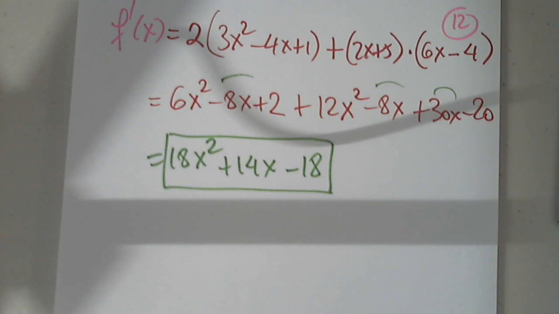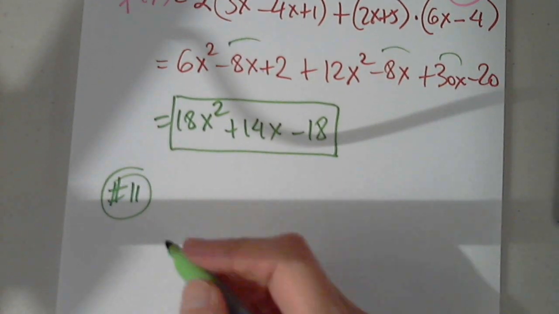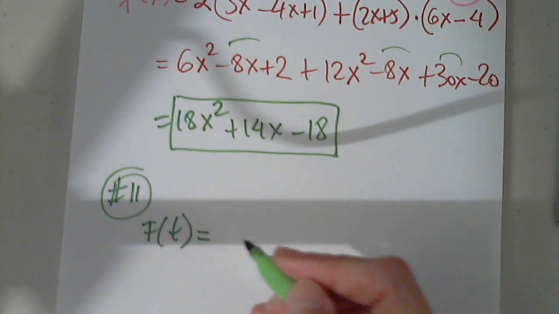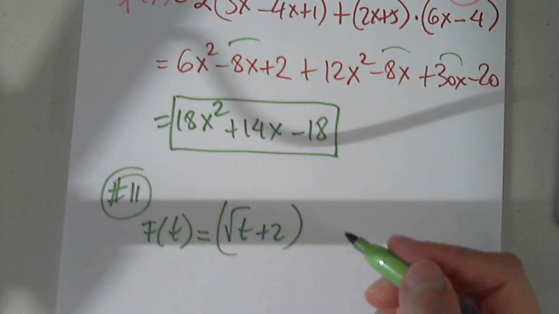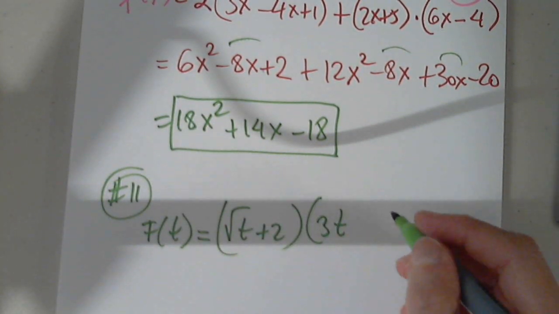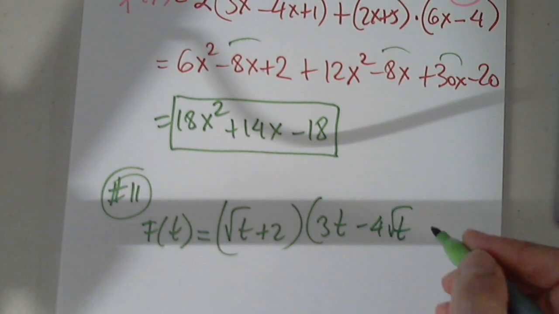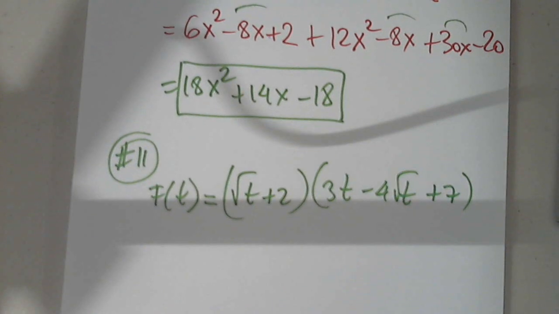What do you think? Number 11? Number 11 it is. And we have f of t, the square root of t plus 2, multiplied by 3t minus 4 the square root of t plus 7. I hope I copied the one you wanted.